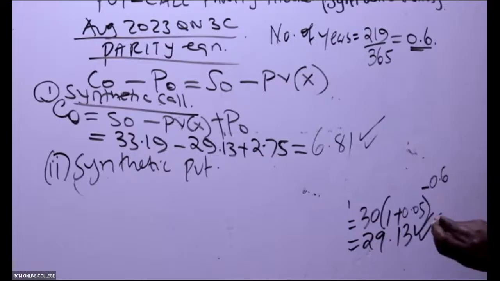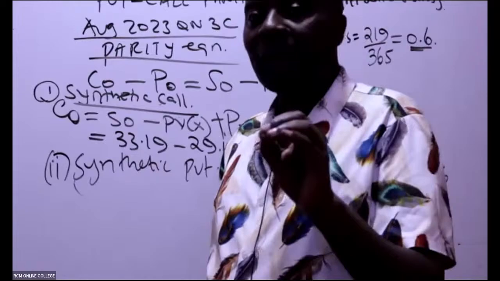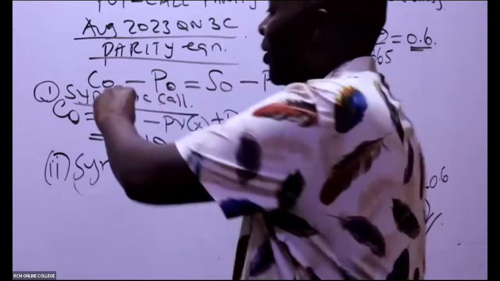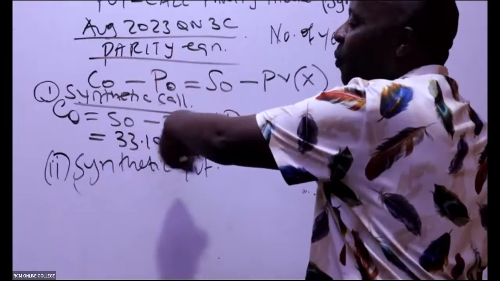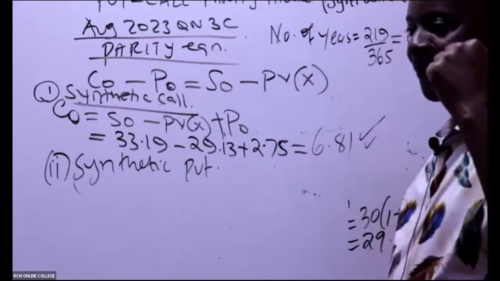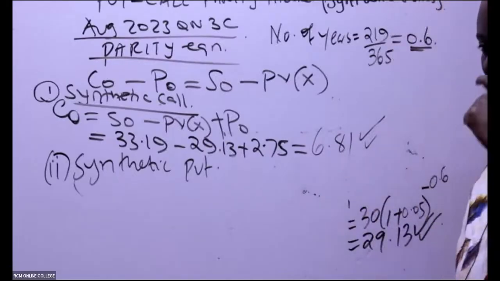So synthetic, whenever you want to get a synthetic asset, you must always go back to the call-put parity equation. You must go back to this. And then now you make which one the subject? You make PO the subject of the formula. Is there somebody who was able to make this PO the subject of the formula now?